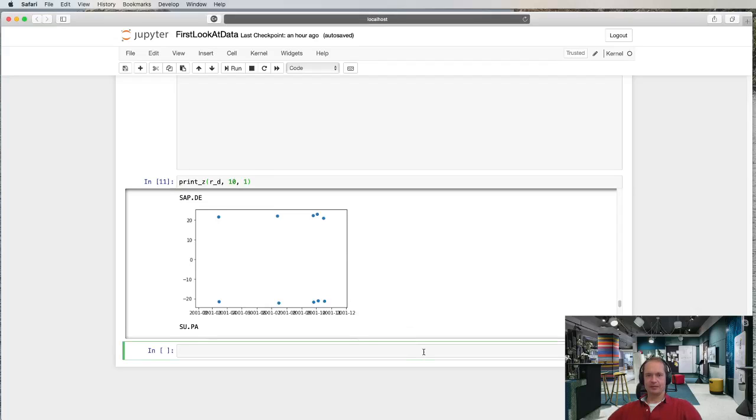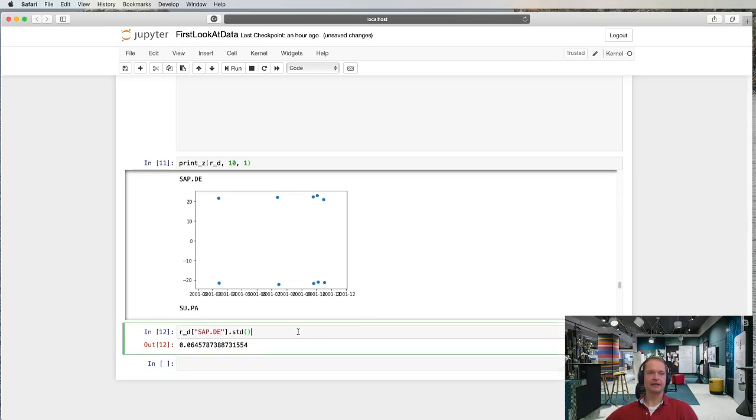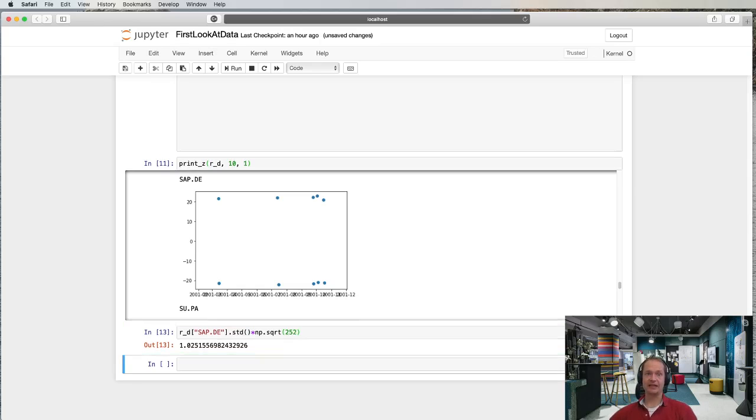So my first shock is over. Now, we just saw that for SAP, the Z score is totally predictable. And let's just see, it's a RD, give me SAP, and now give me the standard deviation. All right, that's the daily standard deviation. So my friend, take the NumPy package, square root 252. Let's annualize it. Are you kidding me?